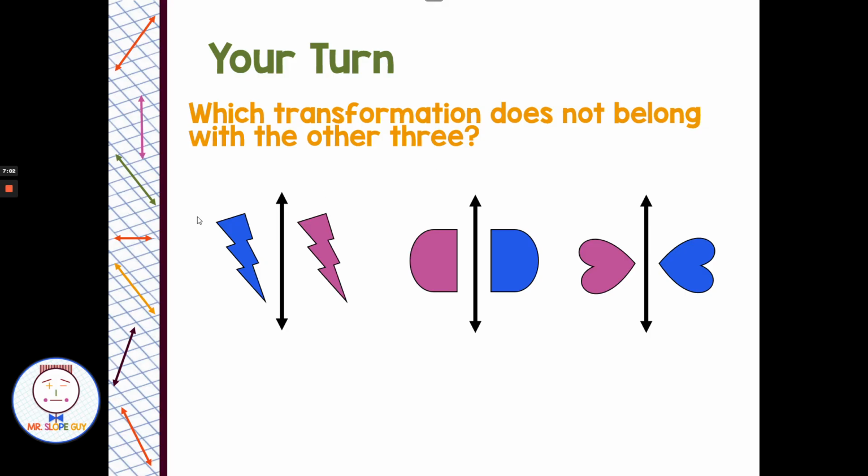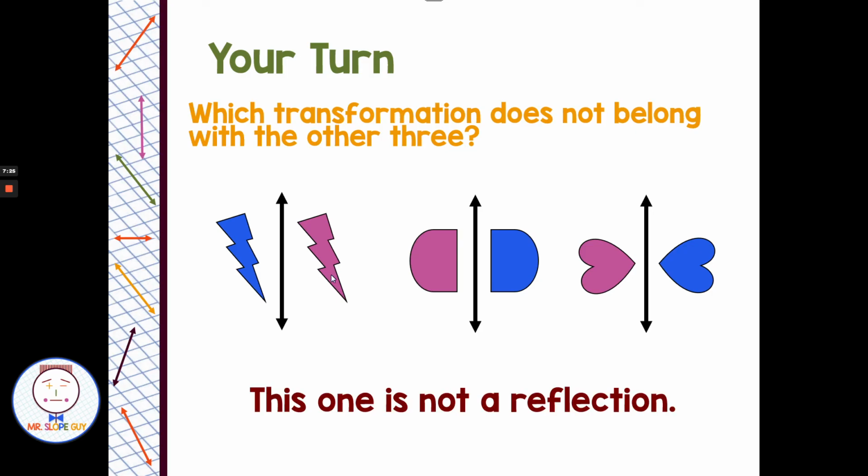Well, this looks like a translation, not a reflection or rotation. This looks like a reflection. The straight line that's on this side flips over to be the straight line about the same distance from the line of reflection. The heart, the little point on this side, reflects over to be the little point on this side. So I think these are both reflections, and this one is not. This one looks like a translation or a slide.